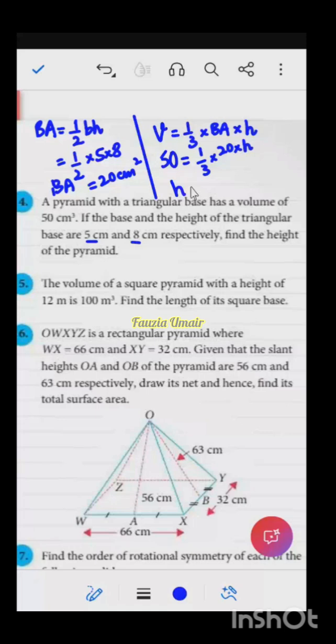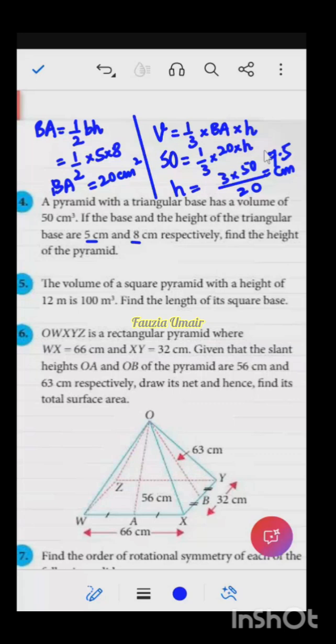If 3 is in the denominator, when it goes to the other side of the equation, it will go to the numerator with 50. Okay. So this 20 was in the numerator, so it goes to the denominator. Just rearrange the equation. Divided by 20. H will stay. Sorry, 15 divided by 2. So the answer would be 7.5 centimeter. So what is the height of this particular pyramid? It is 7.5 centimeter. 7.5. Okay, beta? That's right. Very good.